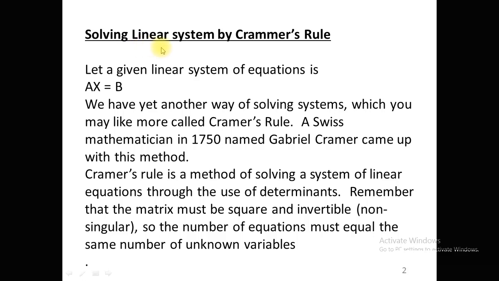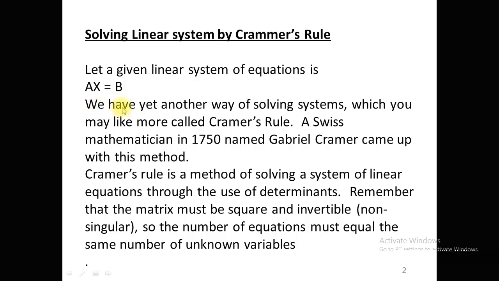Solving a linear system by Cramer rule means, suppose we have a system of non-homogeneous linear equations, then first of all write the system in the matrix form AX = B, where A is the coefficient matrix, X is the matrix of unknown variables, and B is the constants on the right hand side of the equations.